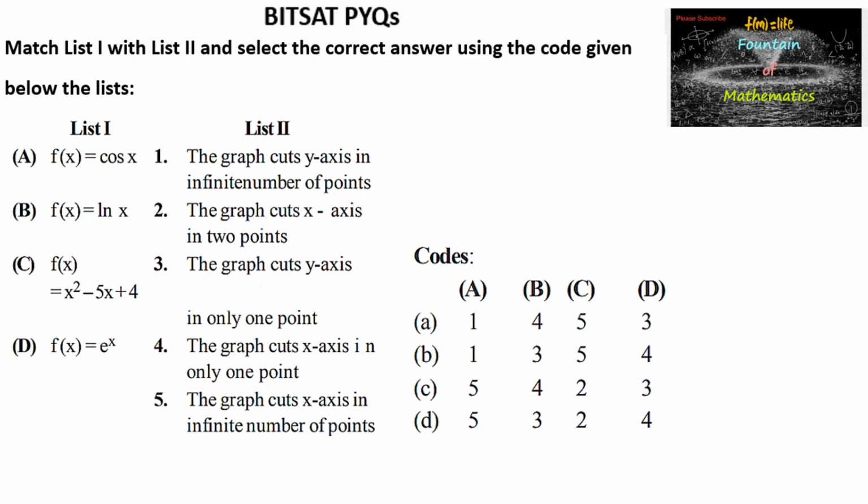Given two columns, list one with the functions f(x) = cos x, f(x) = log x, f(x) = x² − 5x + 4, and f(x) = e^x, and the other side describing the graphs in list 2. We need to match list 1 and list 2 with the codes. For f(x) = cos x, the first one, we can see that the graph of cos x will cut the x-axis at infinitely many points.